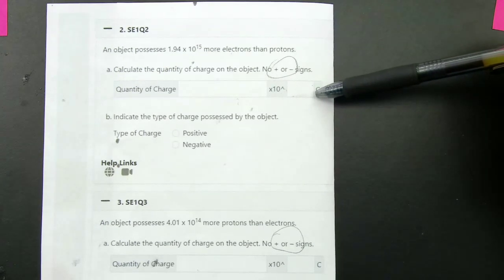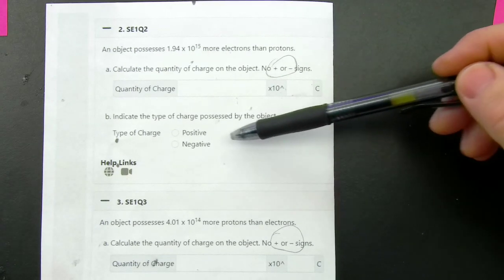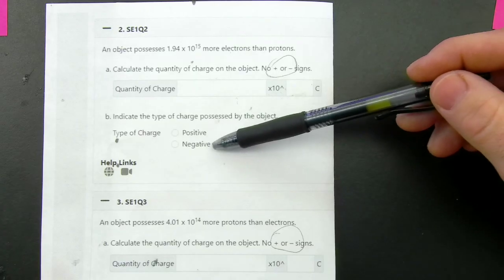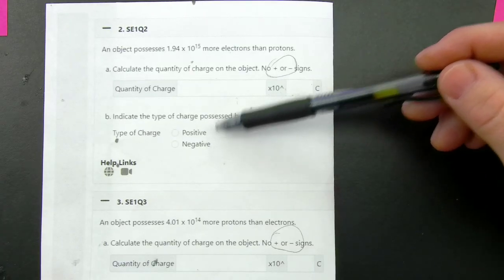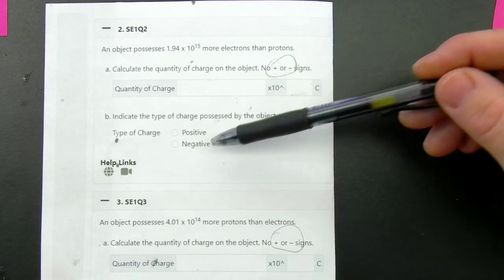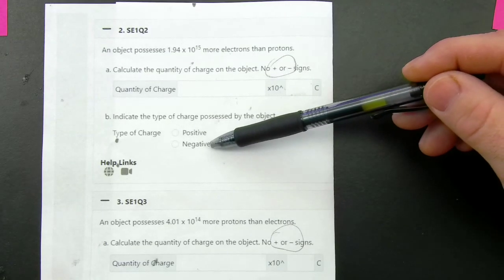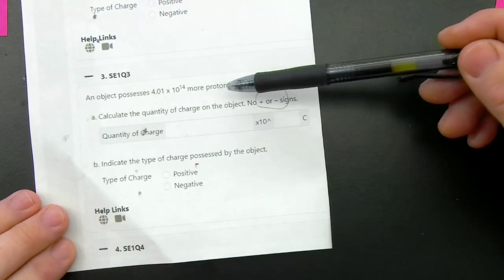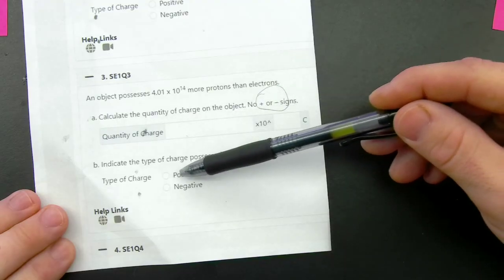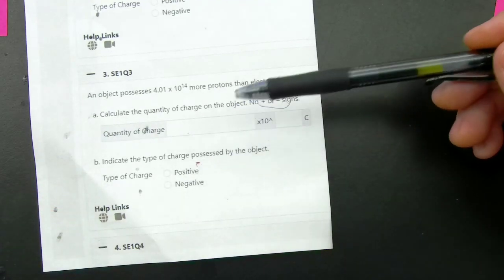It's just basically a conversion, and then it's a logic thing to determine whether it's positive or negative. We'll start with the logic thing. If it has more electrons, it's more negative because electrons are negative. If it has more protons, it's more positive because protons are positive.